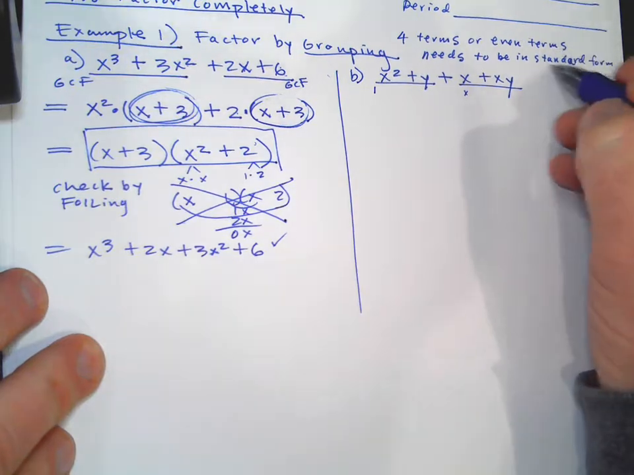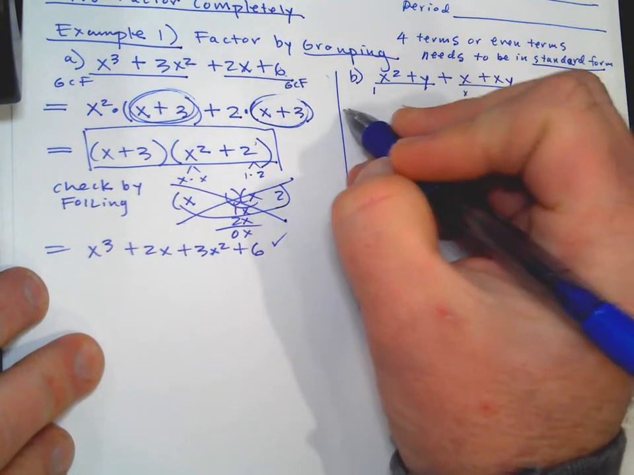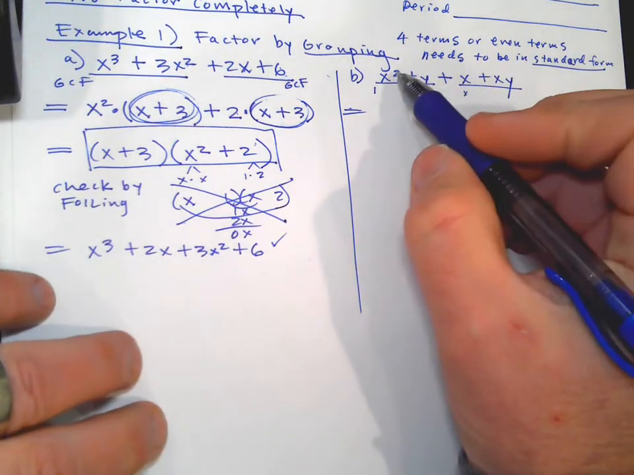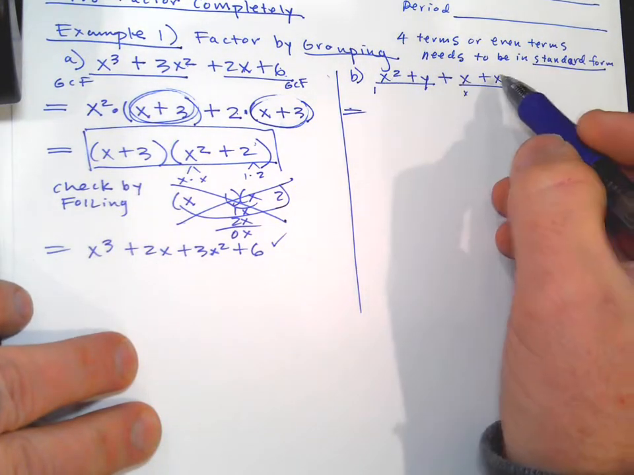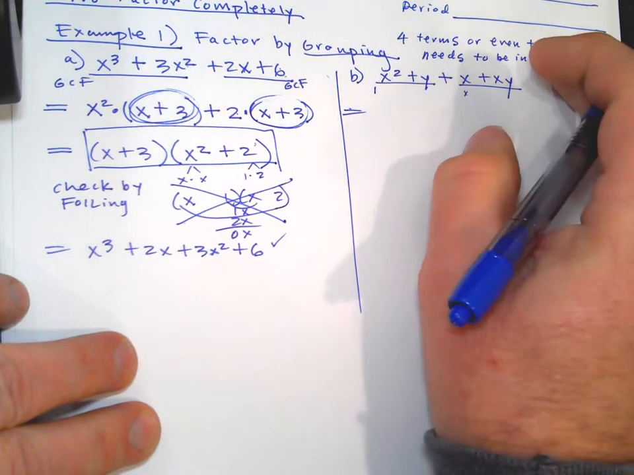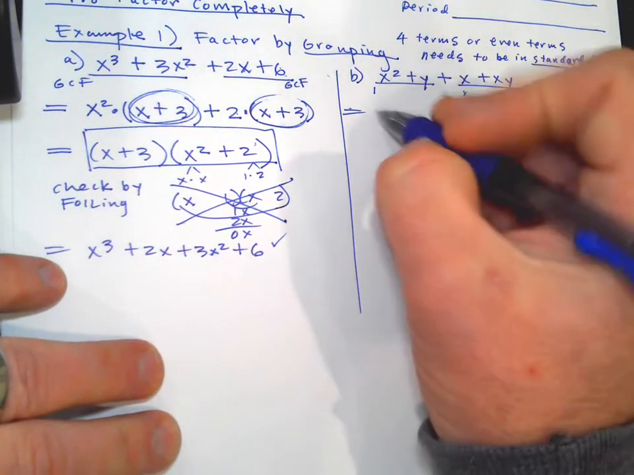So this is where the standard form comes in. Standard form, I'm going to rewrite this. I'm going to put this in a different order. There are different ways to think of it. You might say, I want to get the x squareds, the terms with x's in them together, and the terms with y's together. You can do that, but this should work also.